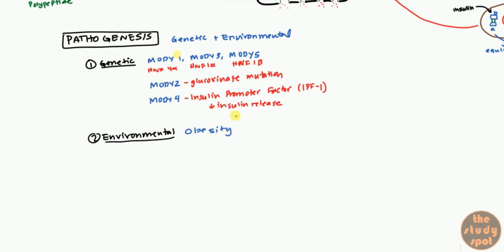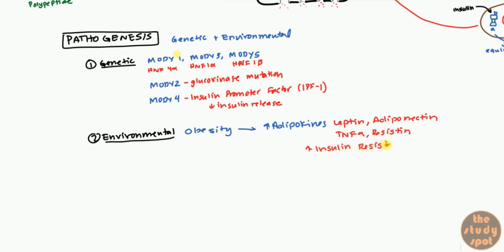And the current theory is when the obese patients have a lot of fat, that increases the release of certain cytokines known as adipokines. These adipokines are things such as leptin, adiponectin, TNF alpha, resistin. And what these all do is they increase the insulin resistance.